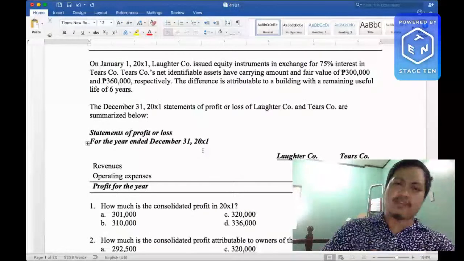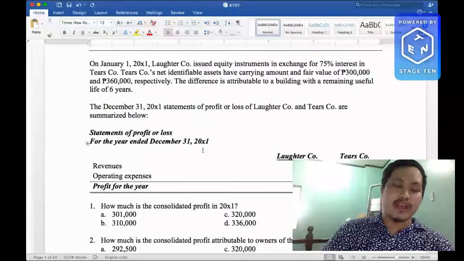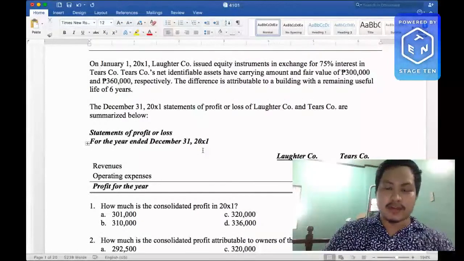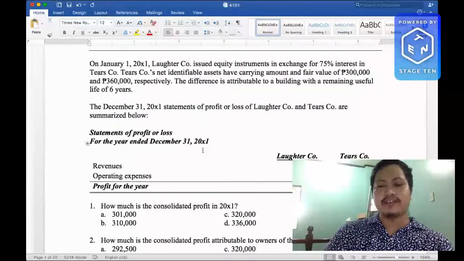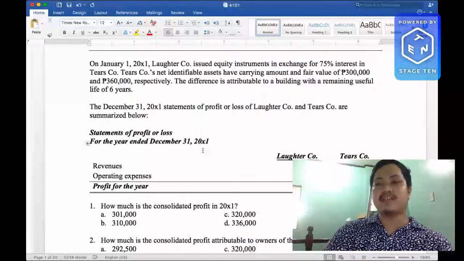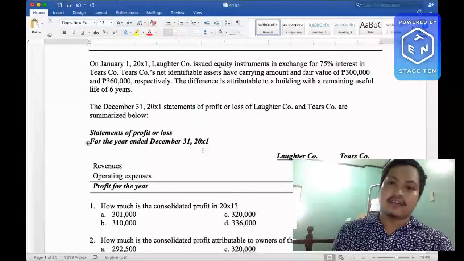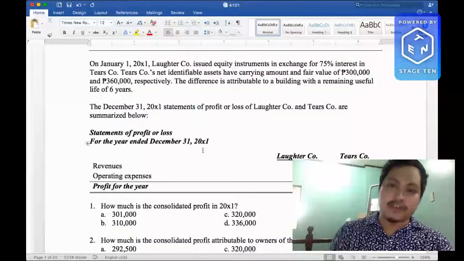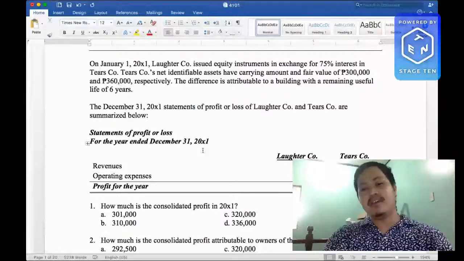Now, very important note, class, please understand that the adjustment to the income of the subsidiary is not always a deduction to its income. But why is it a deduction in this case? Because the consolidated entity's depreciation expense is higher than what the subsidiary reported, hence income is overstated. And to correct an overstatement, you will deduct the overstatement.